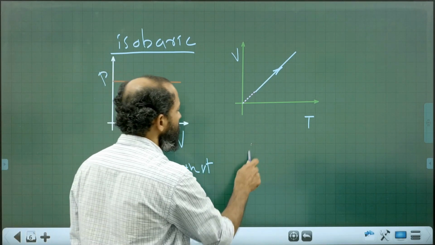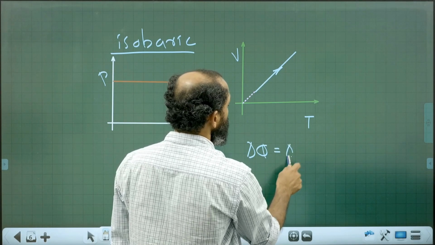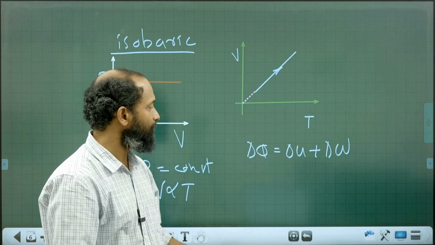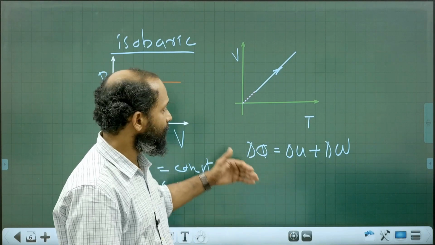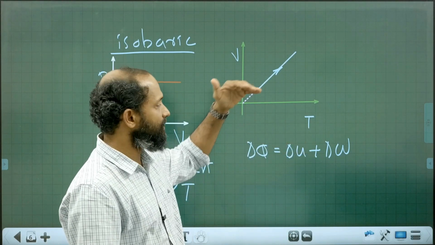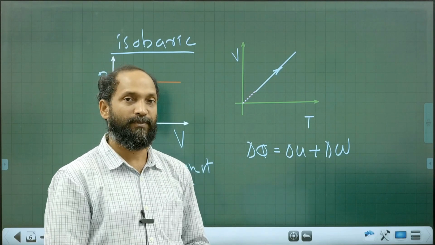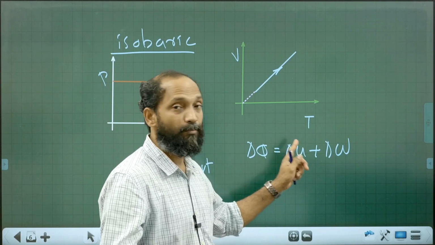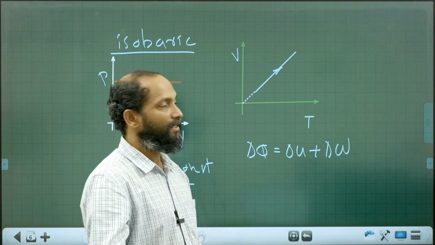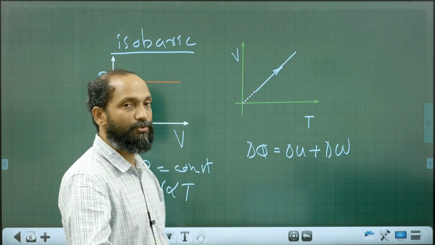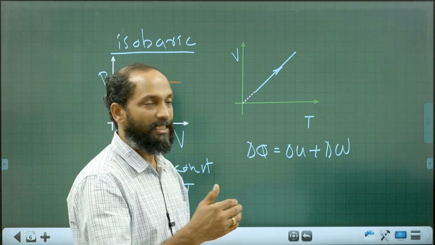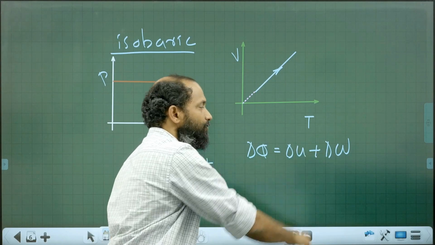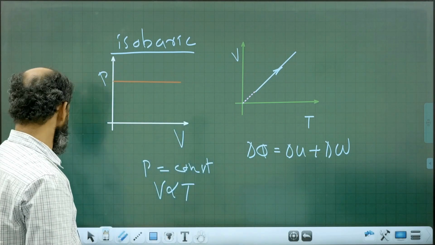First law can be written as it is. Delta Q equal to delta U plus delta W. That is, any amount of heat supplied to the system is used for changing internal energy and also for performing work. These are the two things to be noted. So delta Q equal to delta U plus delta W. These two terms will not cancel.